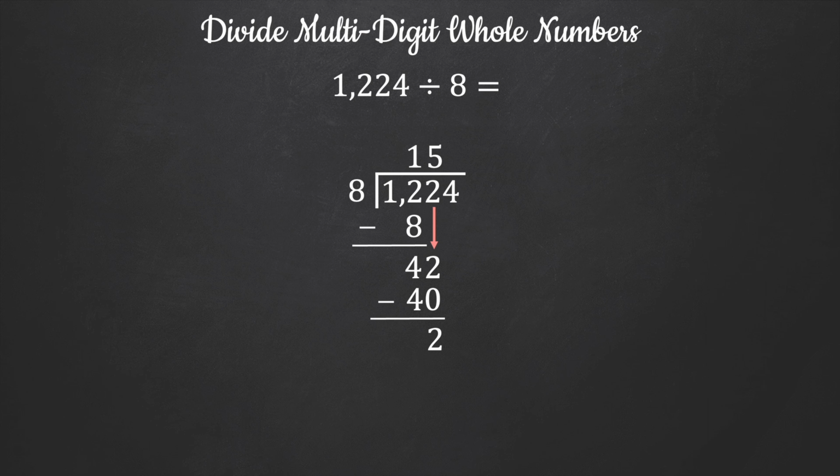Now we're going to go ahead and bring down that last digit, which is 4. Now we ask ourselves, how many times does 8 go into 24? 8 goes into 24 3 times because 8 times 3 is equal to 24. So now we're going to go ahead and subtract. 24 minus 24 is 0, so we do not have a remainder. That means that 1,224 divided by 8 is equal to 153.